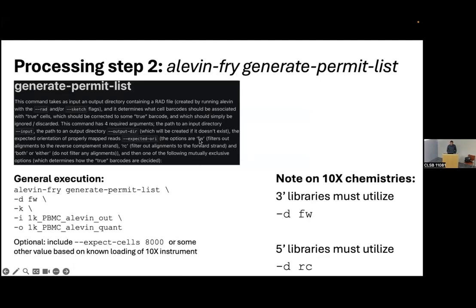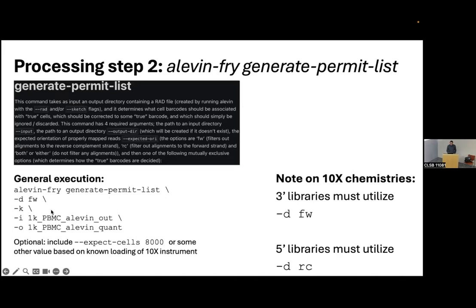The options are really fw, which filters out alignments to the reverse complement. rc filters out alignments to the forward, which is kind of a little bit counterintuitive in their naming. And then there's either and both, which is basically don't filter anything.